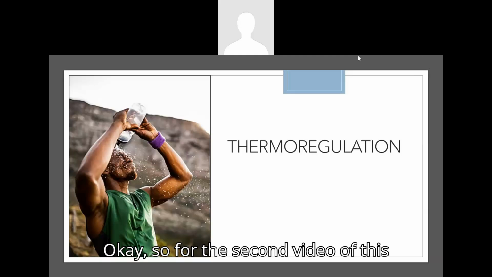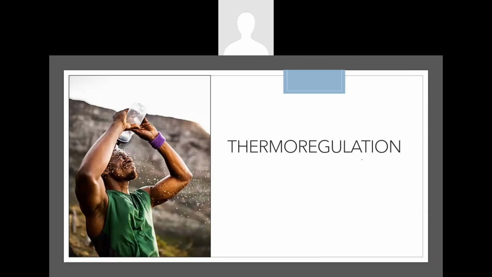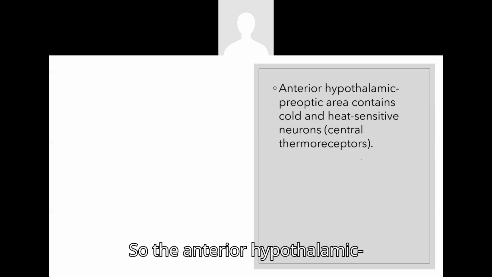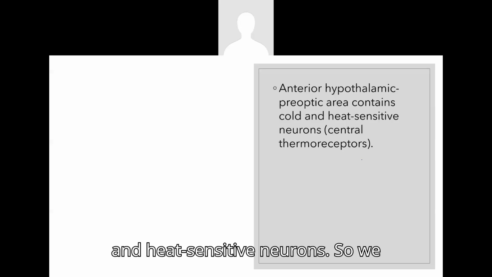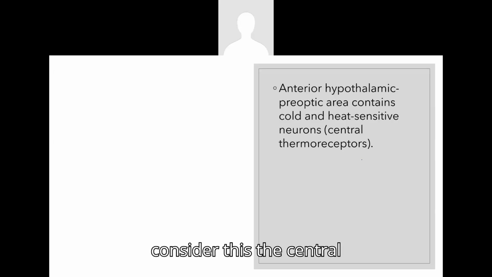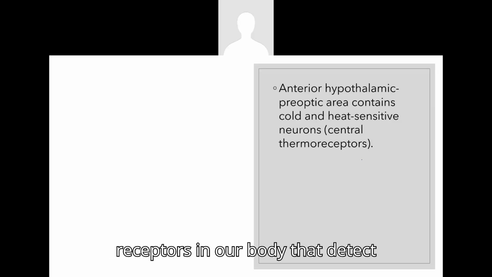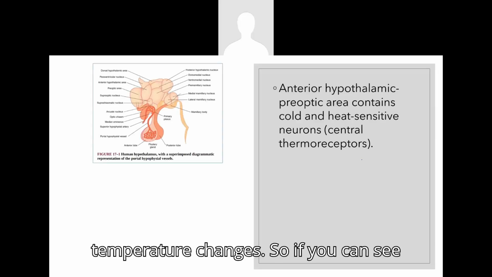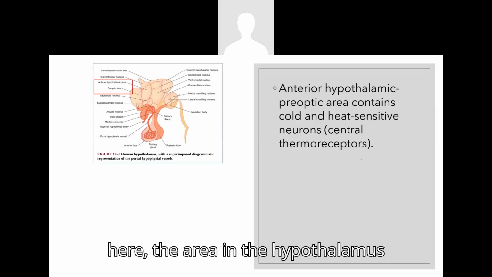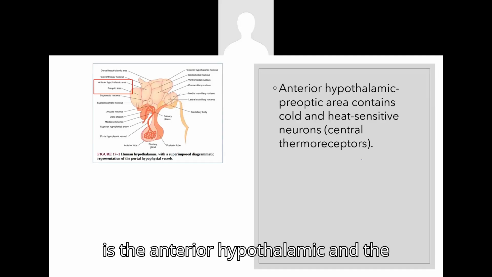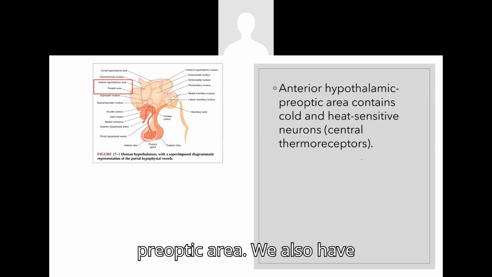Okay, so for the second video of this topic, we will talk about thermoregulation. The anterior hypothalamic preoptic area contains cold and heat sensitive neurons, so we consider this the central thermoreceptor. Thermoreceptors, as you know, are the receptors in our body that detect temperature changes. If you can see here, the area in the hypothalamus is the anterior hypothalamic and the preoptic area.